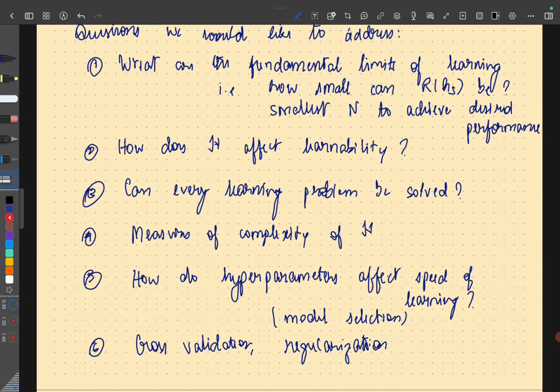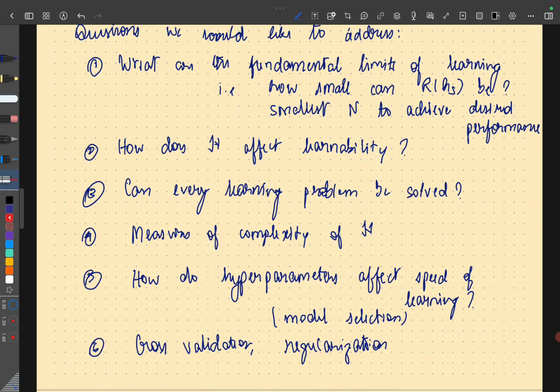When I say fundamental limits of learning, how small can you make this risk given a bunch of parameters, given the hypothesis class, given either the concept class or the distribution? Firstly, how small can R be? Can it be brought down to 0, or is there a fundamental lower bound to how small it can be? And what is the minimum number of samples that are required to achieve a desired performance?